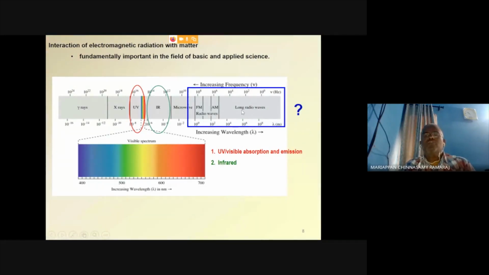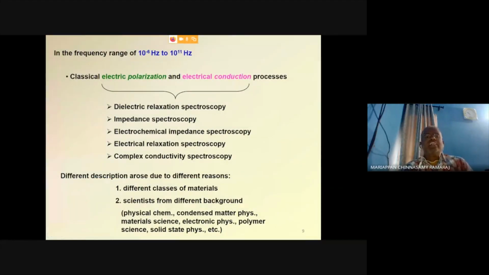If you still move to low frequency, what will happen? There will be electrical polarization and electrical conduction processes taking place. This is the only technique that can cover such a wide frequency range, more than 15 decades, that is 10 to the power minus 6 to 10 to the power 11 hertz. None of the other techniques can cover this wide frequency range. That is the advantage of this spectroscopy.